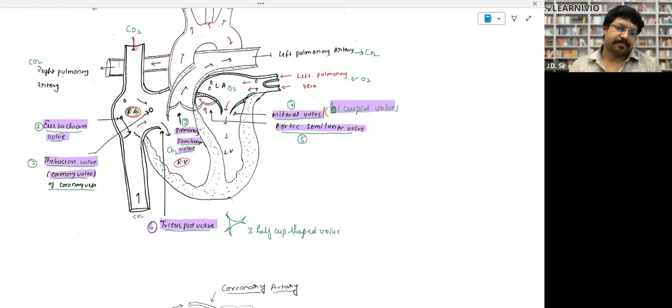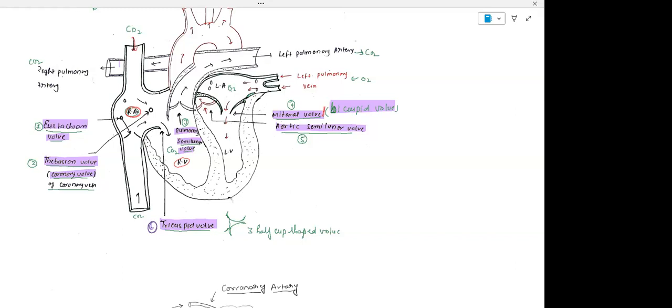Again, the third valve. Now the deoxygenated blood collected over here in the right atrium will flow from the right atrium to the right ventricle. When it flows, there are tricuspid valves. Tri means three, cuspid means half cup shape. So there are three half cup shaped valves called tricuspid valves, which prevent backflow of the blood from right ventricle to right atrium. Clear? Kavya? No doubt. Yes, sir.